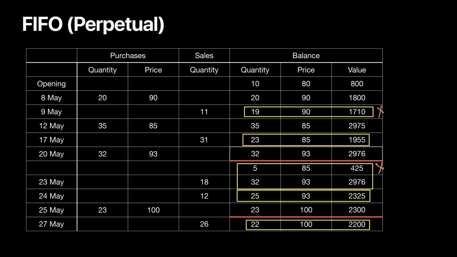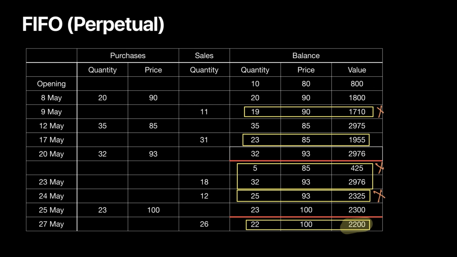So I'll sell 25 from here. So this batch is also wiped out. And I will sell 1 unit from this batch. So 23 minus 1, we will be left with 22 units. They are worth $100, and this 2200 becomes the final value of your closing inventory.